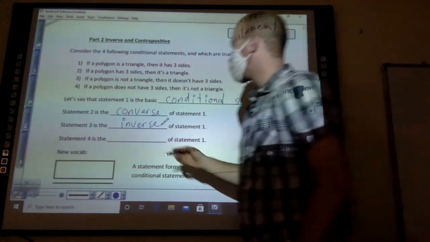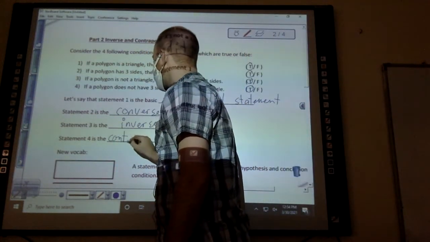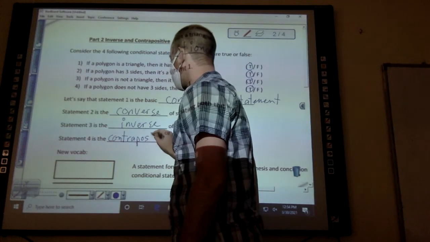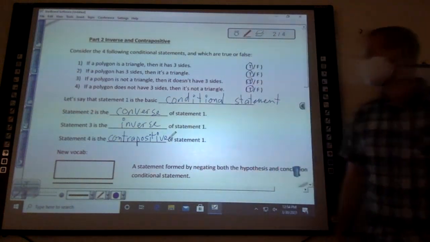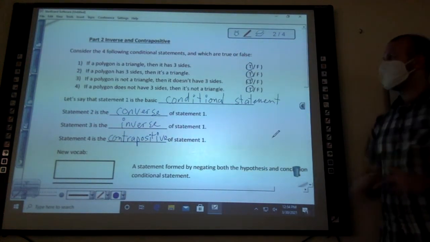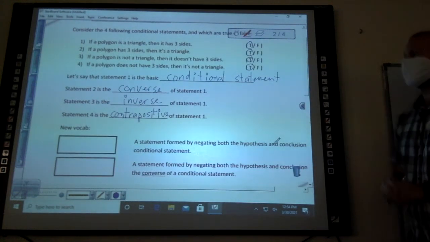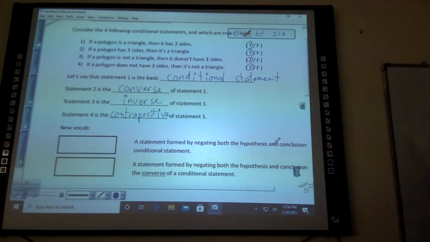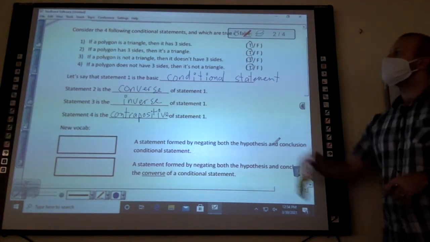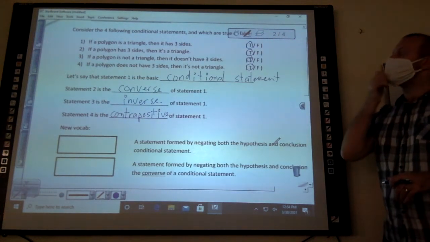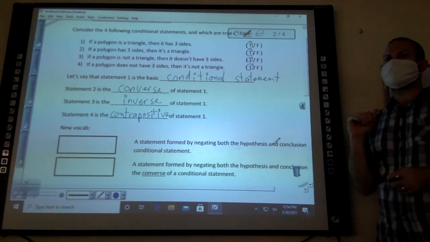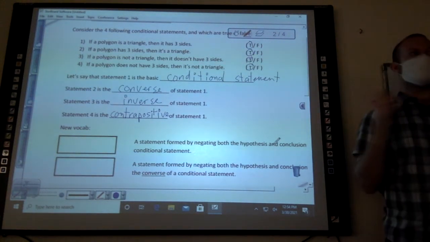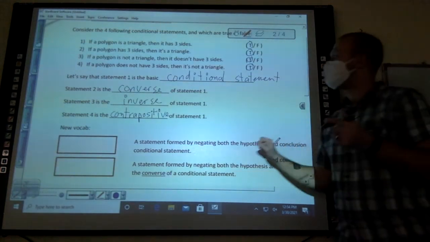And this last one, I don't know where they get these words from. This one's contrapositive. Contrapositive. I'm sure there's a word study you can figure out where it comes from, but I'm not sure. So these are the 4 different types of conditional statements you could have. I can give you the original statement and say, what's the converse? What's the contrapositive? What's the inverse? And you'll need to write out what those are.